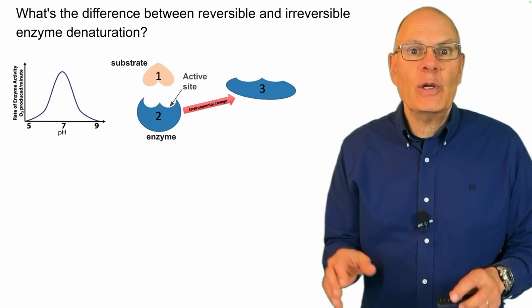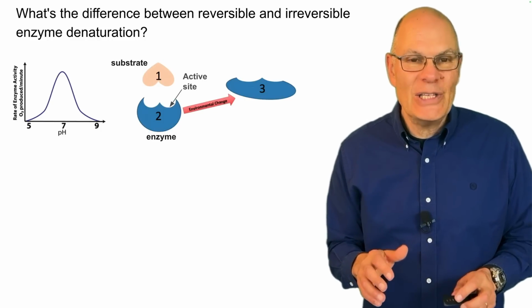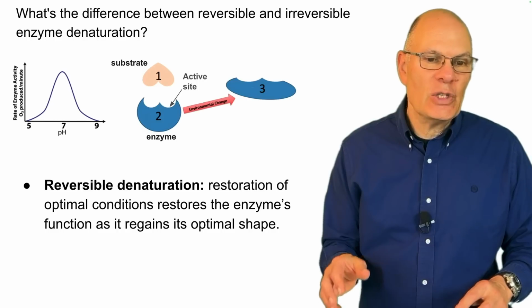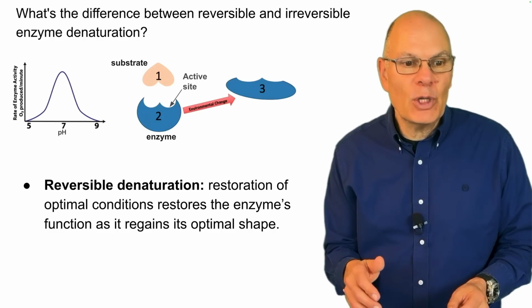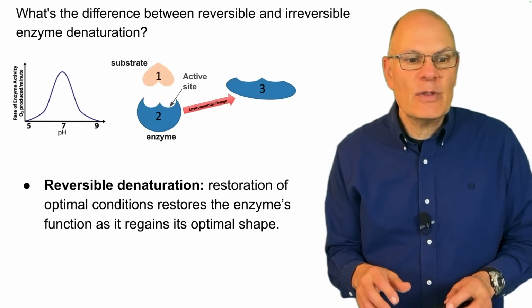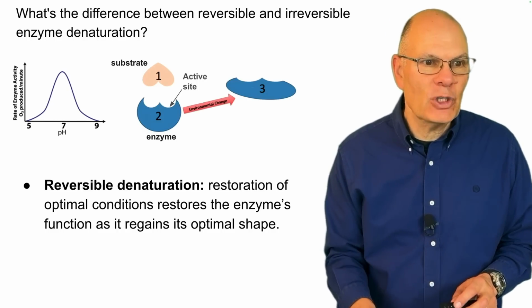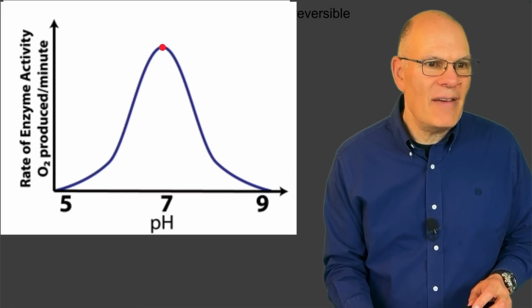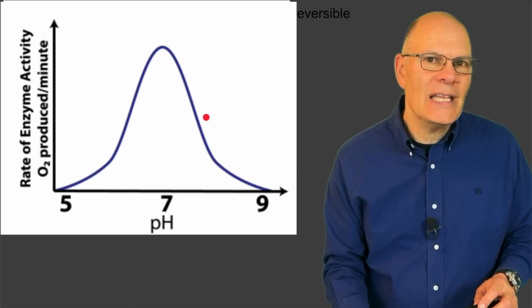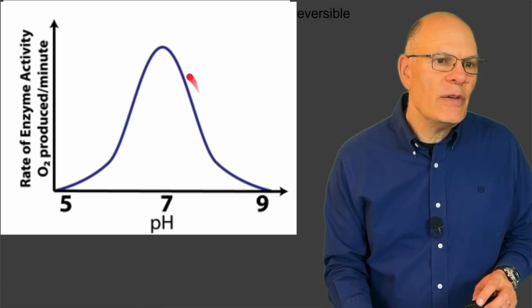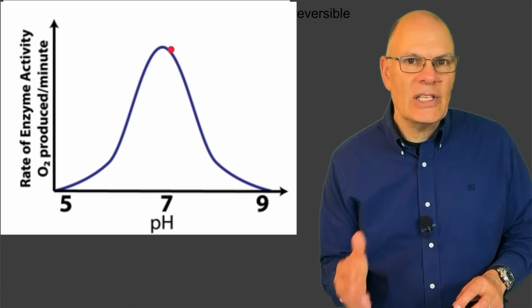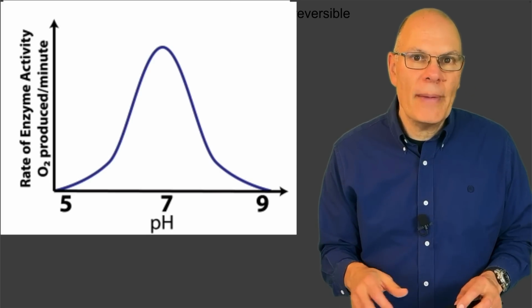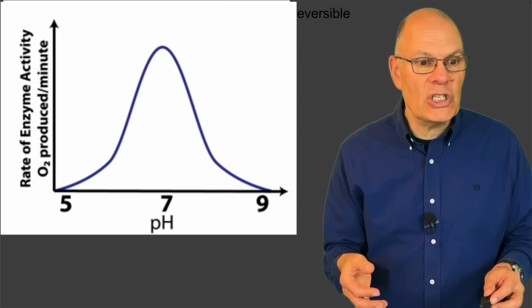What's the difference between reversible and irreversible enzyme denaturation? Reversible denaturation is where the restoration of optimal conditions restores the enzyme's function as it regains its optimal shape. If you can imagine that an enzyme has an optimal shape at 7, you move it up a little bit, the enzyme starts to denature, but then if you restore the pH, the enzyme shape might go back to its previous form, thereby going back to its optimal rate of efficiency.